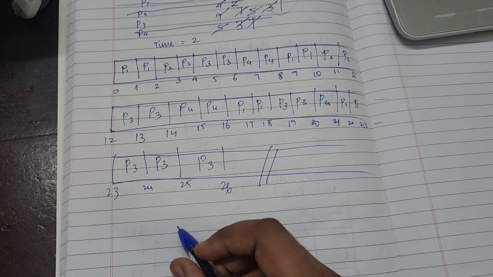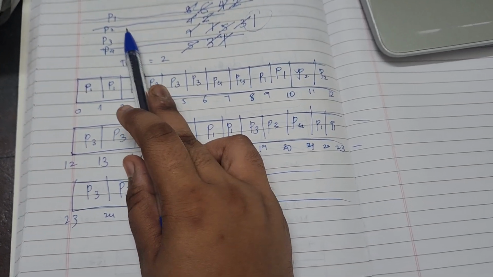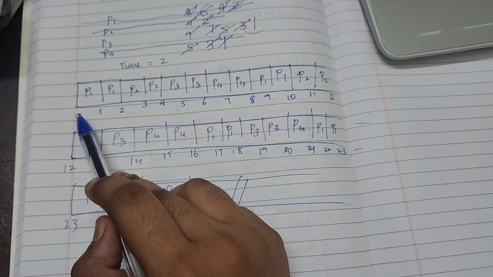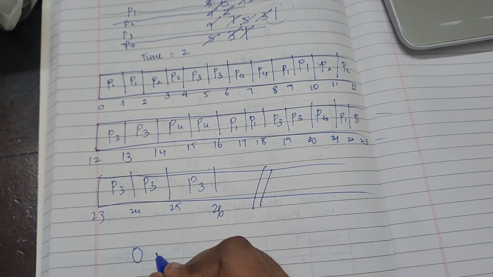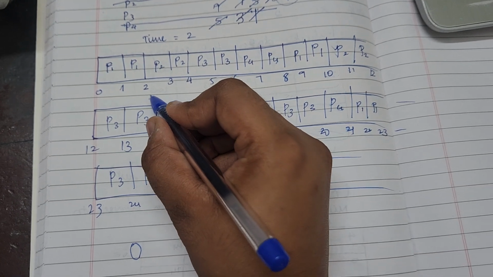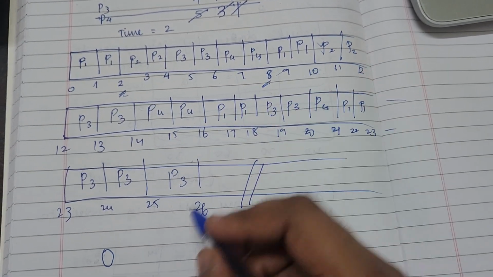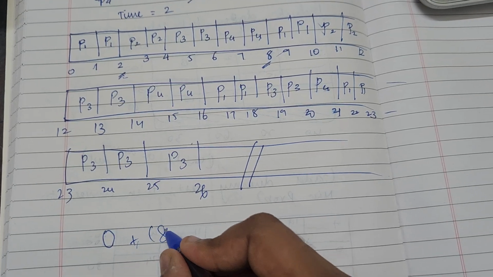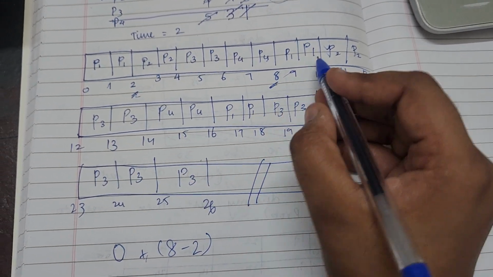So you take P1. It entered the ready queue at time 0 and it entered the Gantt chart also at time 0. So over there is a 0 unit wait time. Then it leaves at 2 and then it comes back at 8. So 8 minus 2. For these 6 units it was still in the queue, right? So that is wait time.